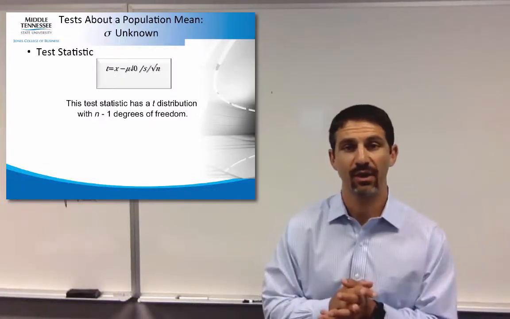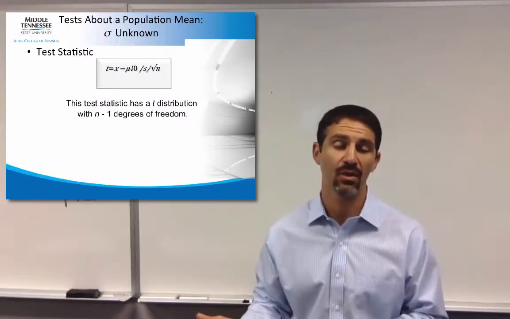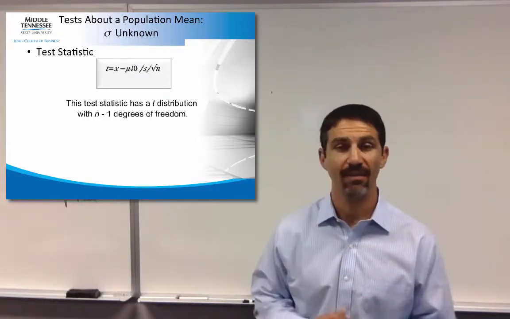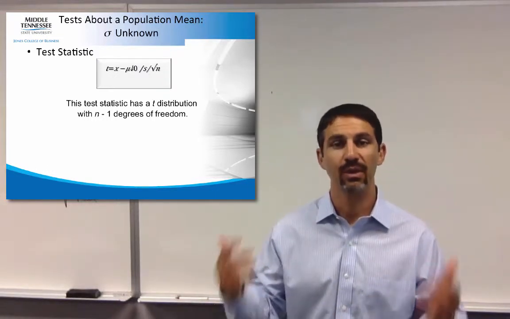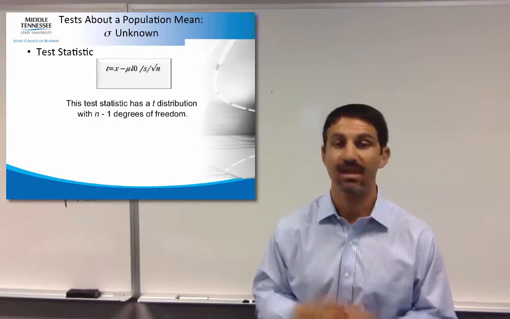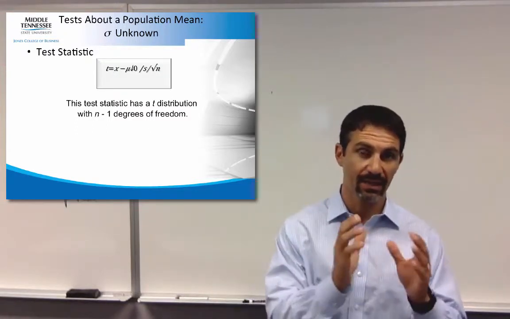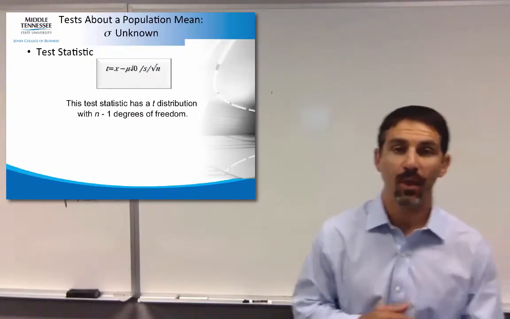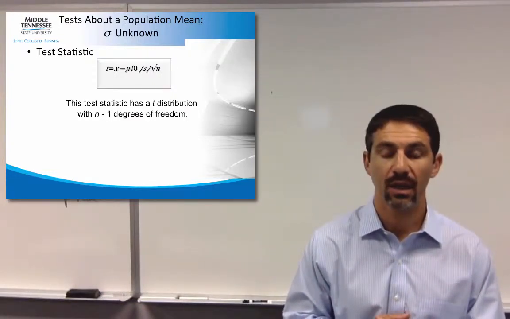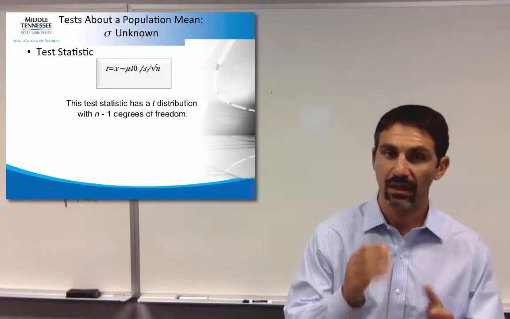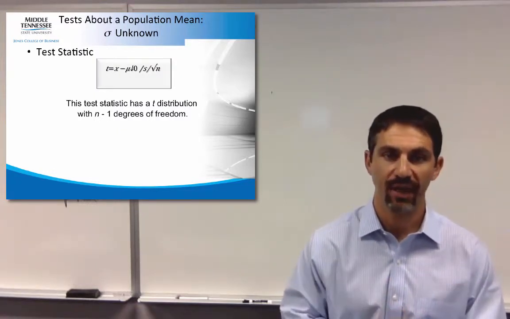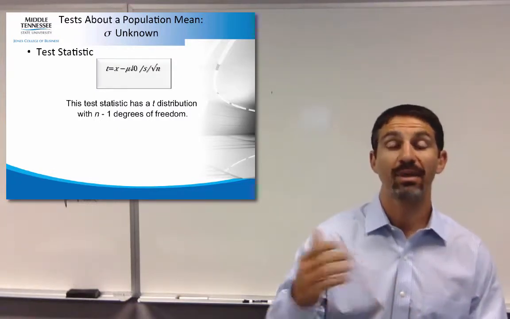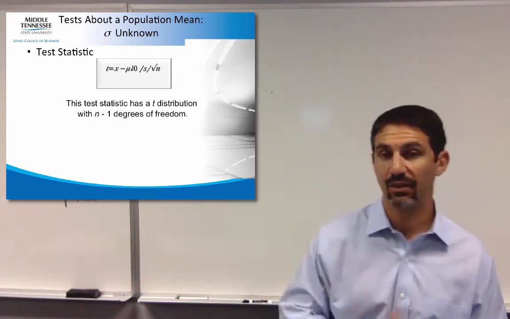So as you remember from Chapter 8, when sigma was not known, you used t to create your confidence intervals. Well, guess what you do in Chapter 9? Same thing. When we're looking at a sample and comparing it to a population mean, what we want to do is take a look. Is sigma known? Is your standard deviation known? The population standard deviation. If it is not, then you use t.